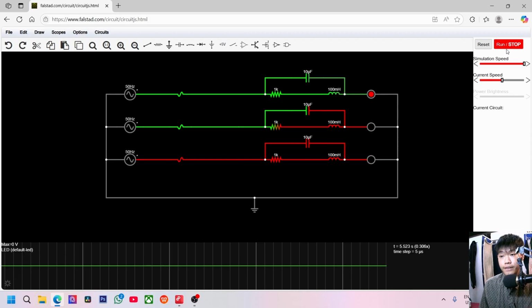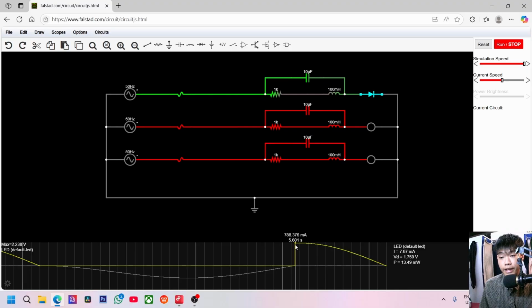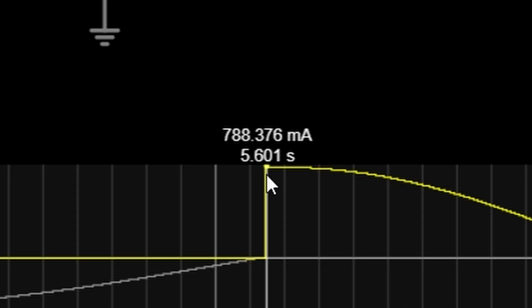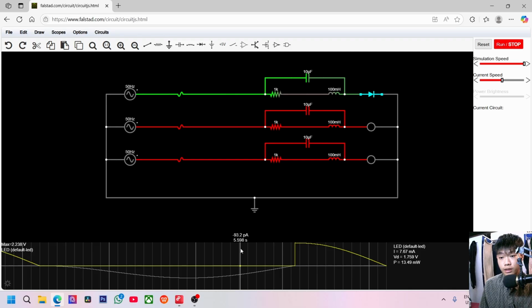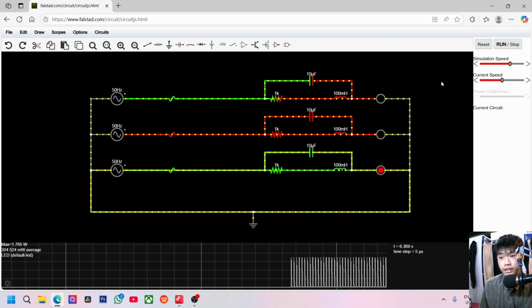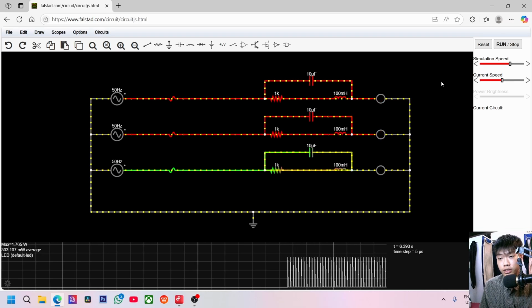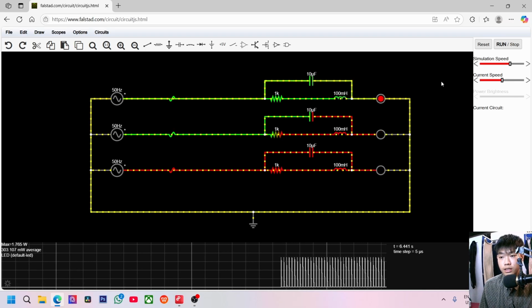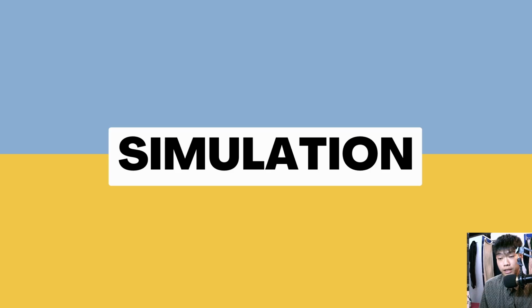Now we will look at the peak voltage by the LED. As you can see, the max voltage is equal to 2.238 volts, and the peak current is equal to 788 milliamperes. Now we will look at the real power absorbed by this LED. As you can see, the real power absorbed by this LED is equal to 302 milliwatts. So by looking at the circuit diagram, you can tell that this is a three-phase system because each phase is at a different time. Now I will pass it to my teammate Kurt Ming Teng to explain the analysis.